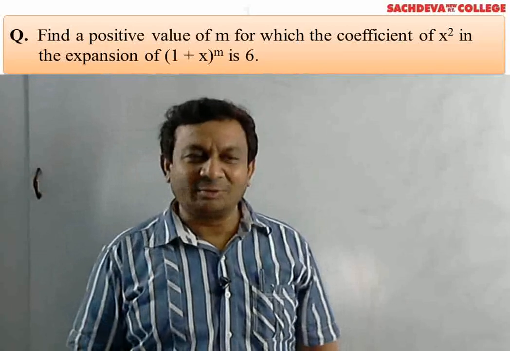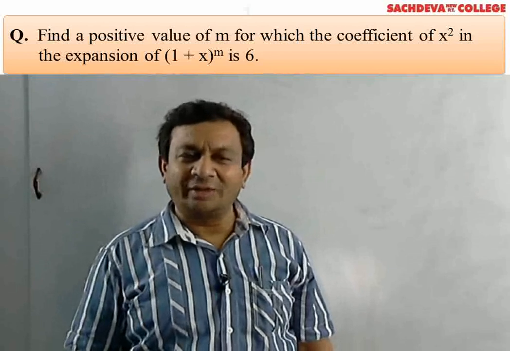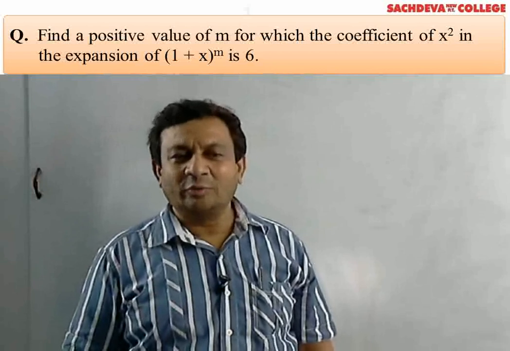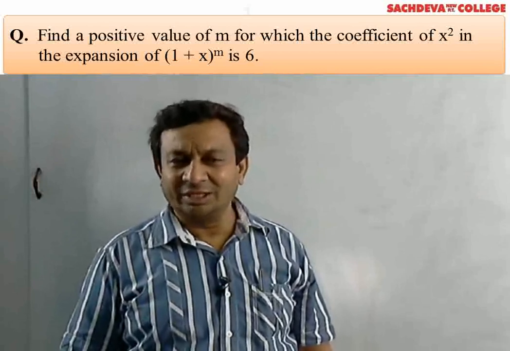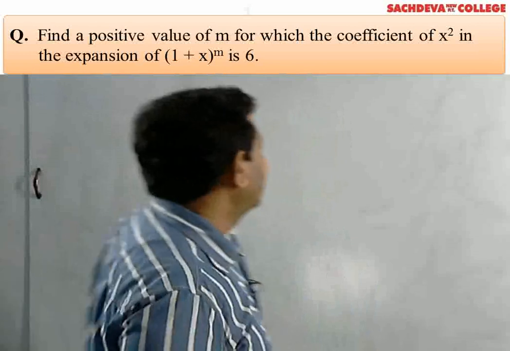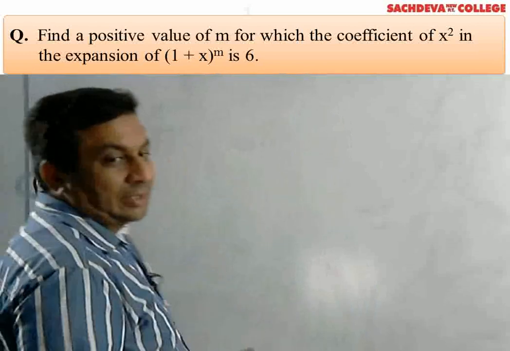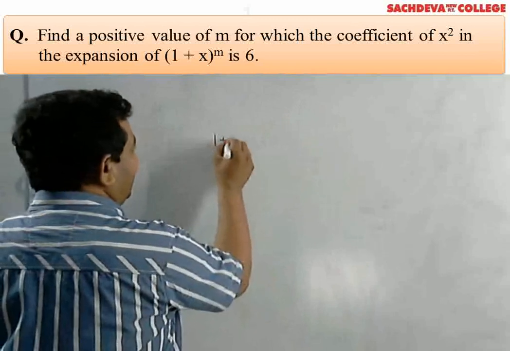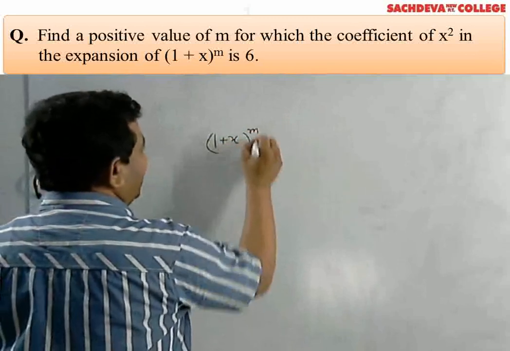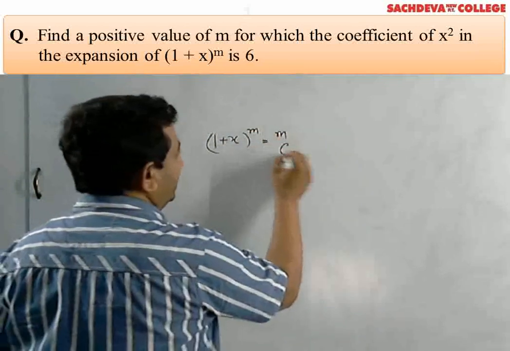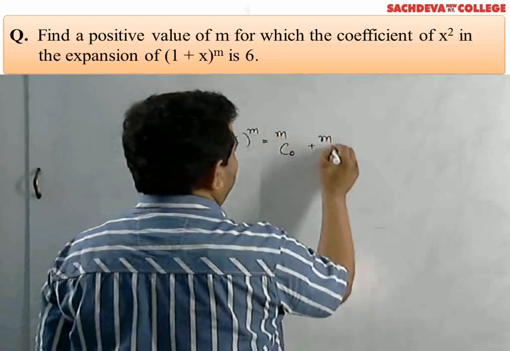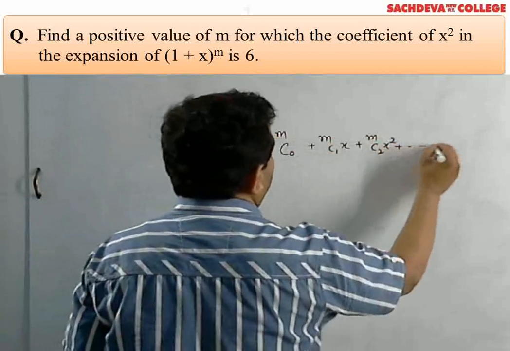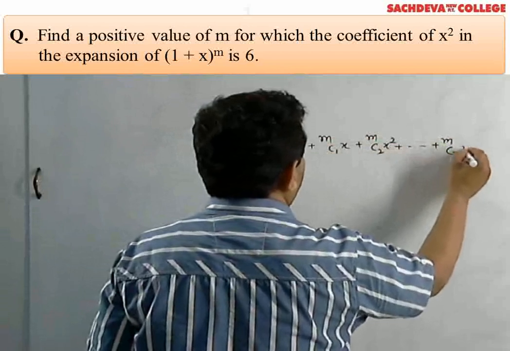Now we discuss next problem. Find a positive value of m for which the coefficient of x square in the expansion of (1 plus x) to the power m is 6. So first we find the expansion of (1 plus x) to the power m. The expansion of (1 plus x) to the power m is mC0 plus mC1 x plus mC2 x square plus and so on plus mCm x to the power m.